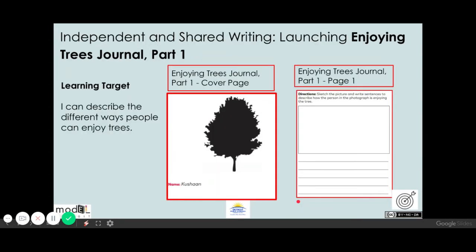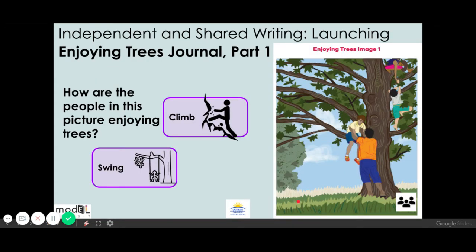It's time for us to write about different ways people can enjoy trees. We have a picture here, and we want to know, how are the people in this picture enjoying trees? How are they enjoying these trees? Let's take a look at it. You can pause the video if you need some more time to look at this picture.